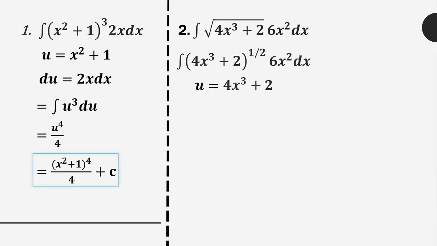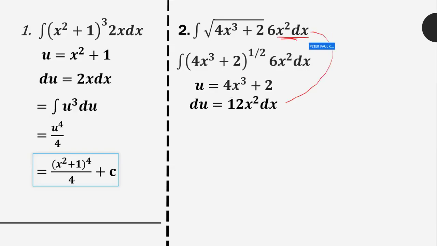Now we can assign now, since we have an exponent already, an exponential form, we can assign u as our 4x cubed plus 2. Then we get the derivative of u implicitly. So we will have du is the derivative of 4x cubed is 12x squared dx, and the derivative of 2 is 0.